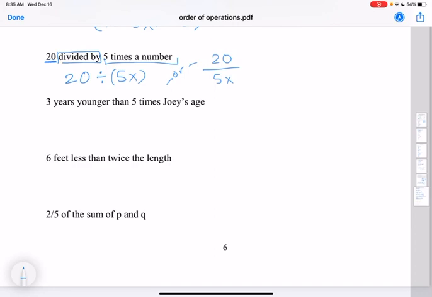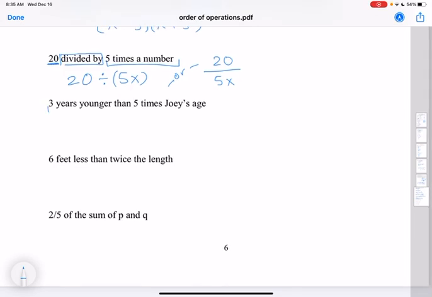Okay, so 3 years younger than 5 times Joey's age. So 3 years younger, so that's going to be less than, right? Than 5 times Joey's age. I'm going to put 5 times A for age. So 3 less than that would be 5A minus 3.